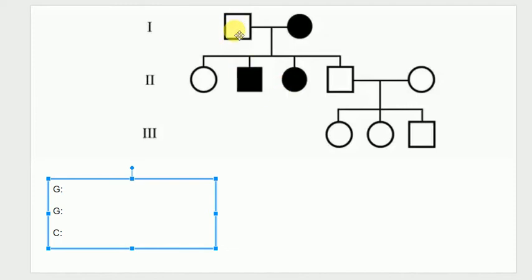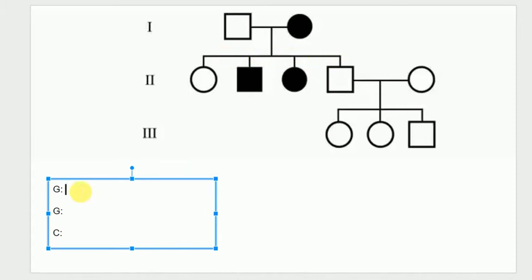Remember, a square represents a male, a circle represents a female, and a line between the two represents a marriage or a mating action, and the offspring come down this line. Then we have 4 kids from this first generation right here.